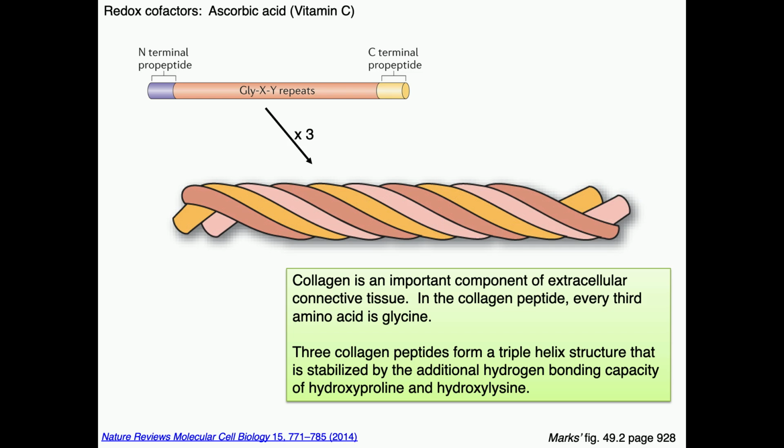So it's glycine, amino acid, glycine, amino acid. These X and Ys are frequently lysines and prolines, not exclusively. But that hydroxylation of those lysines and prolines allows them to have additional hydrogen bonding that can allow 3 of these strands of the collagen peptide to twist together in that collagen helix. So this is an example of a tertiary and quaternary structure that is unique to collagen. So this isn't shared with other tissues.